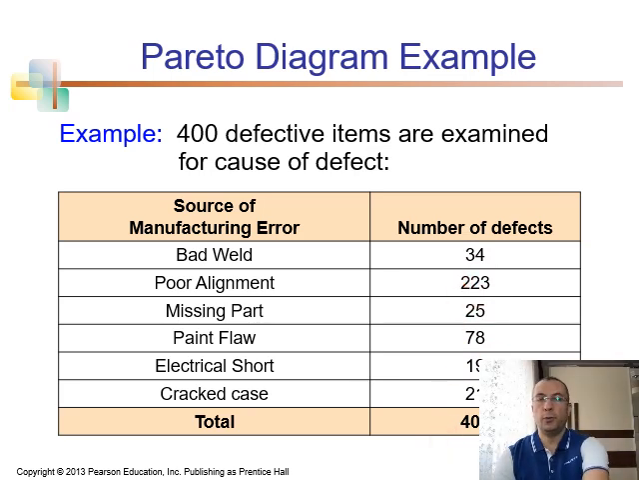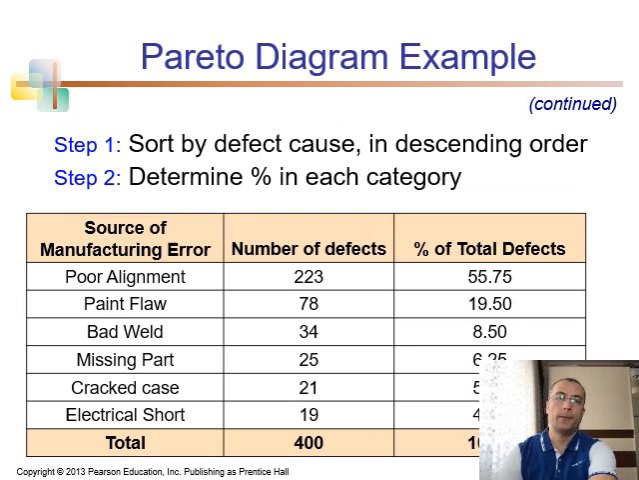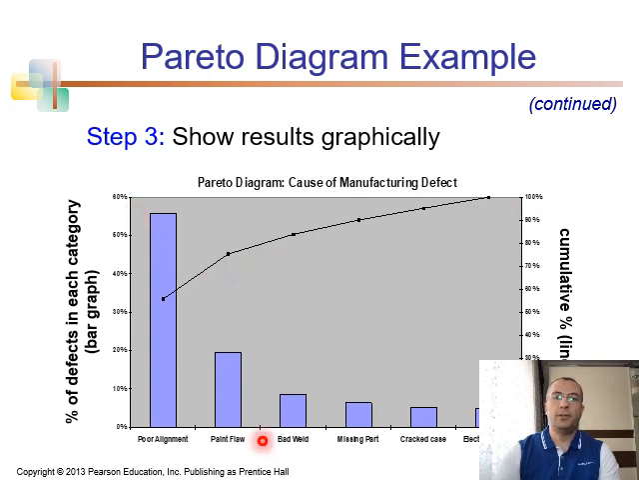So what you do is you put them in the order of highest frequency. Poor alignment has the highest percentage frequency, followed by paint flow and bad welding, and others keep going on. So the first step is to sort by the defect cause, why they are defective, starting from the highest and going to the lowest. And then the next step, you also need to determine the percentage in each category. In class time, we will do an example in Excel, and I will show you how we draw those graphs in the Excel file. But this is actually the ultimate result.